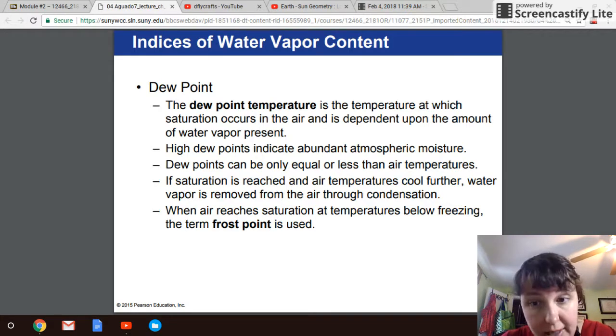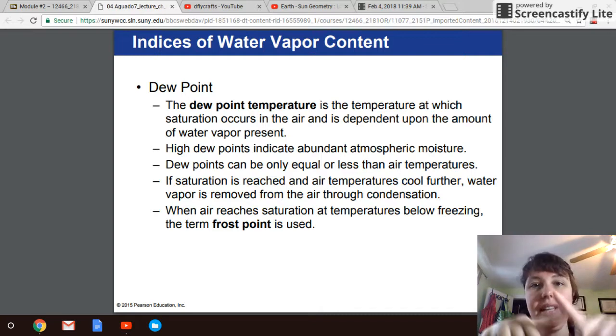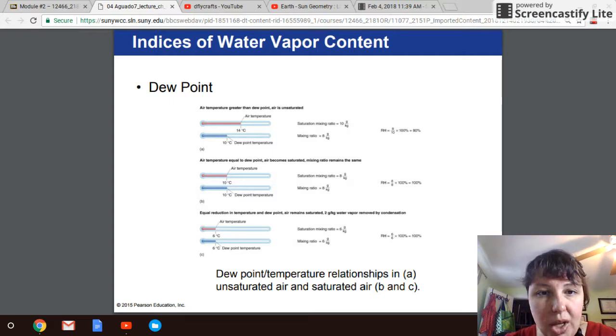Frost point is the temperature at which I will reach that line, but I will see the action of solids happening as opposed to liquids. So dew point is the temperature that I would hit to get liquid water. Frost point is the temperature that I hit to get solid water, right? Dew point, frost point, just showing you the two.